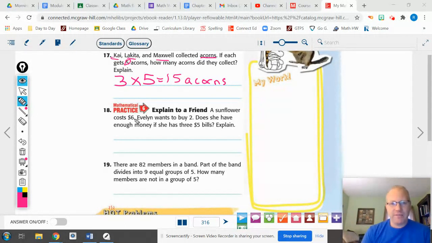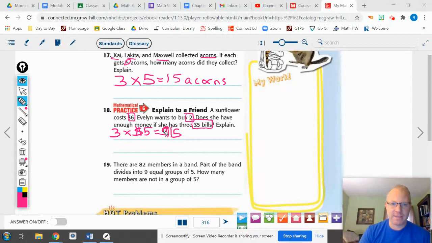Explain to a friend. A sunflower costs $6. Evelyn wants to buy 2. Does she have enough money if she has 3 $5 bills? Explain. So 3 $5 bills. I have 3 times $5. 3 times $5 equals, I know that I have to bring my dollar sign over. 3 times 5 is 5, 10, 15. So 3 times 5 is $15.